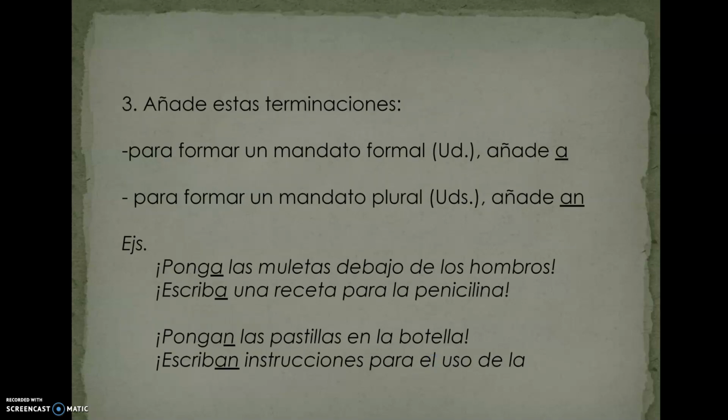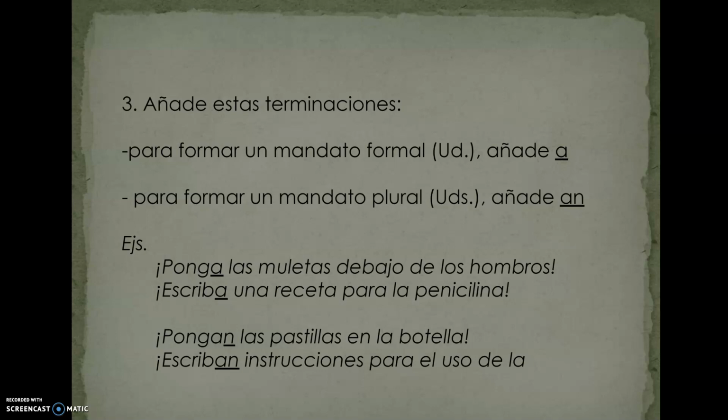Y necesitas añadir estas terminaciones, ¿ok? Para un mandato formal en usted command, vas a añadir a. Y para un mandato plural en ustedes command, vas a añadir an. So once again, you see kind of those flipped endings, the ER and IR verbs, in order to form formal and plural commands, take what would normally be AR endings.